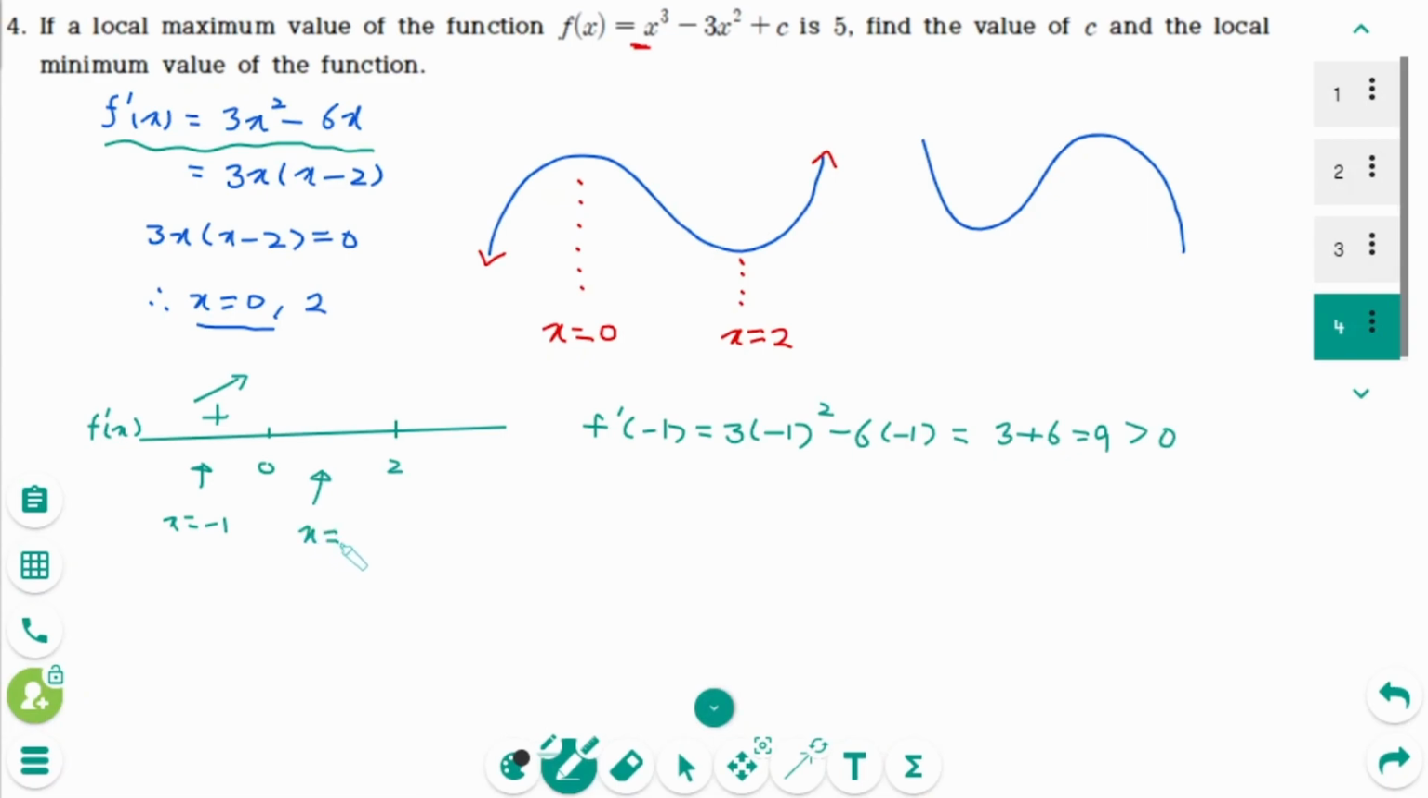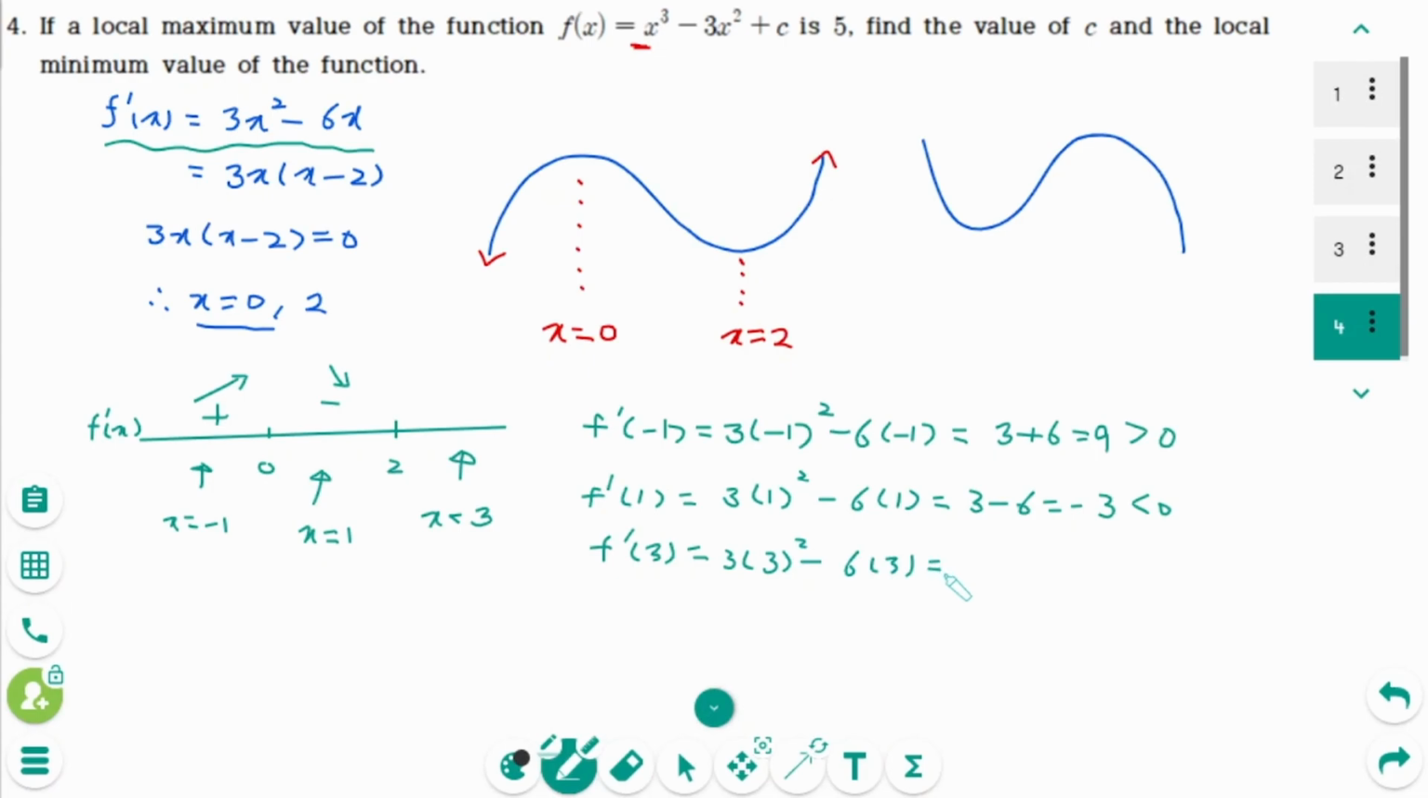When the testing number is 1, f prime of 1 equals 3 times 1 squared minus 6 times 1. 3 minus 6 is minus 3, which is negative. And when the testing number is 3, f prime of 3 equals 3 times 3 squared minus 6 times 3, which is 27 minus 18 equals 9, which is positive. The curve is like this. That means local maximum at x equals 0.